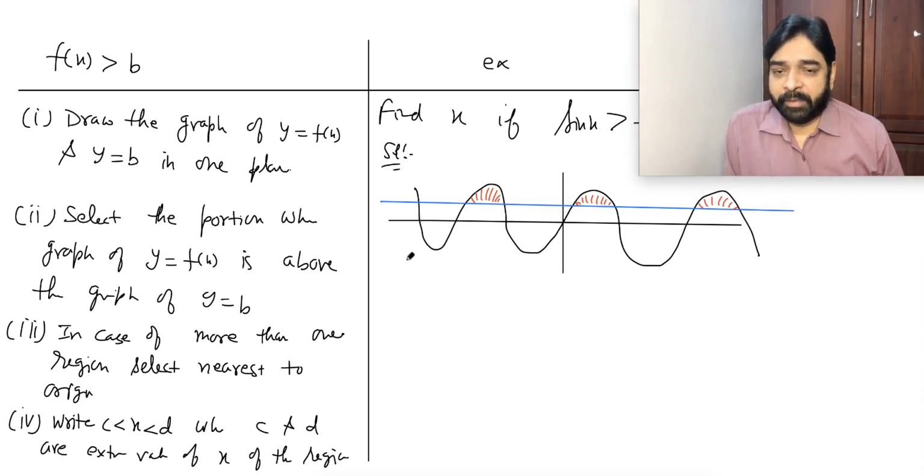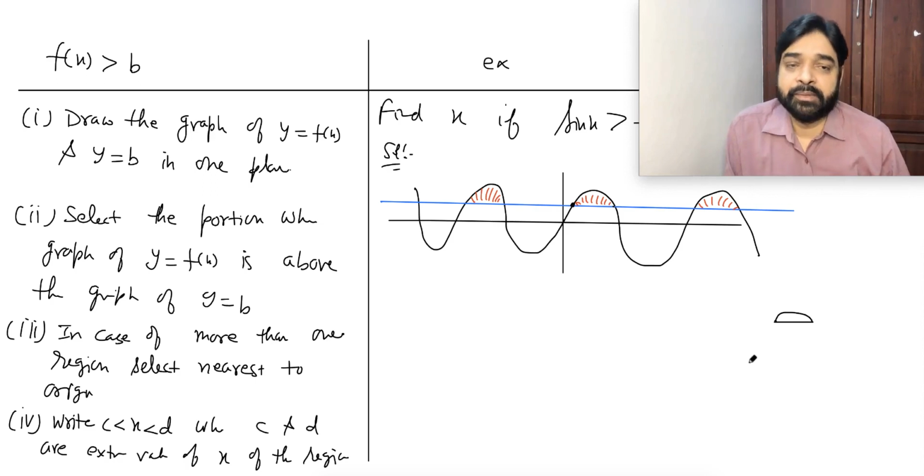Select the portion, this is the portion selected. Third step, in case of more than one region, select nearest to origin. Nearest to origin, this is the portion that is coming. Am I right or not? This portion I will select. Listen carefully. This portion selected means what? I wanted to know this point and this point. If you take it out, it will look something like this. This is the portion selected. Yes or no?